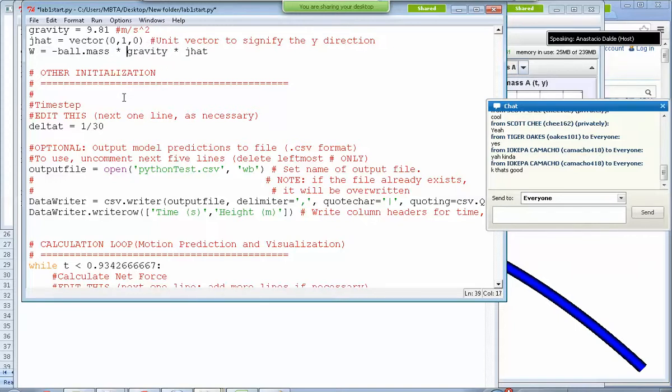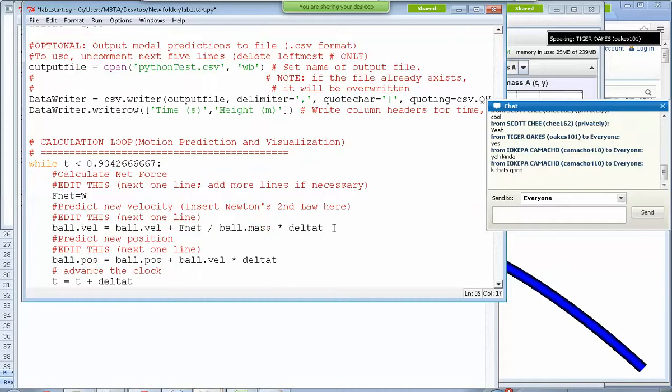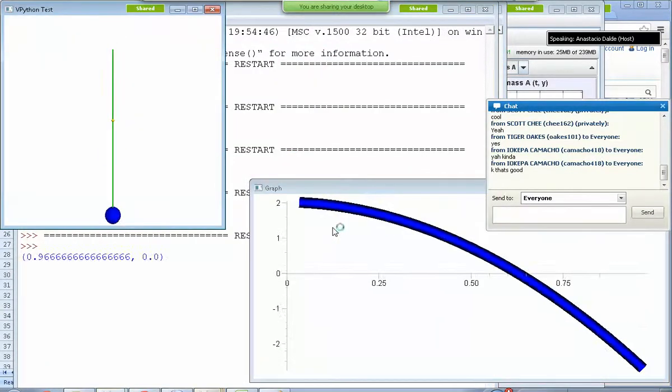Does that make sense? Weight is mass times gravity. And so that should help it out a little bit. Let's see what happened. Let's see what we got. There we go. That's perfect. Well, almost.